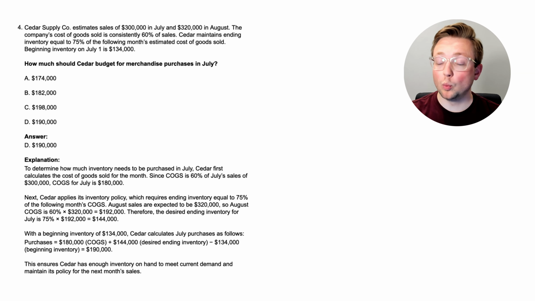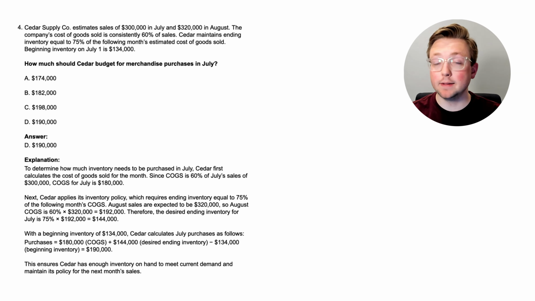The answer is D, $190,000. So let's go through this. To determine how much inventory needs to be purchased in July, Cedar first calculates the cost of goods sold for the month. Since cost of goods sold is 60% of July's sales of $300,000, COGS for July is therefore $180,000.